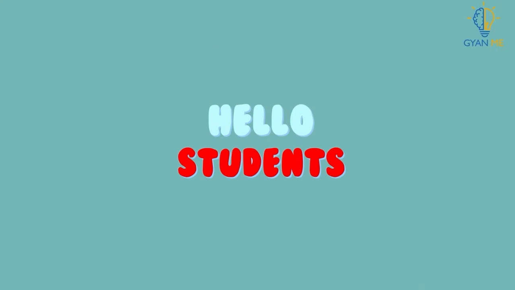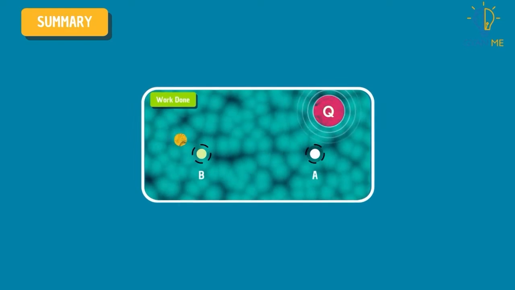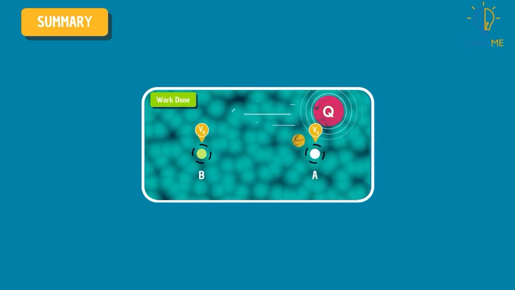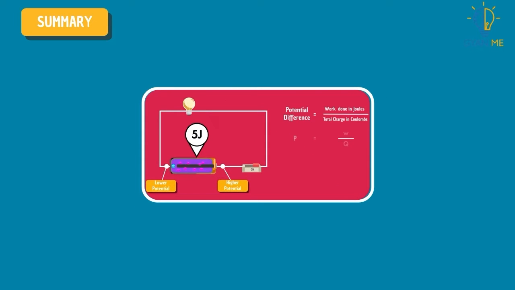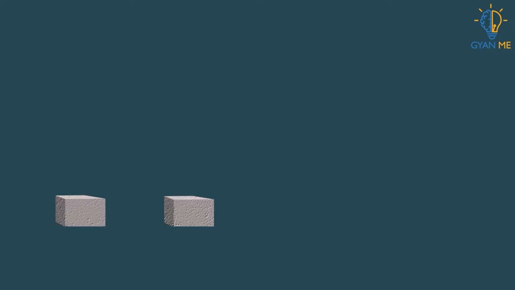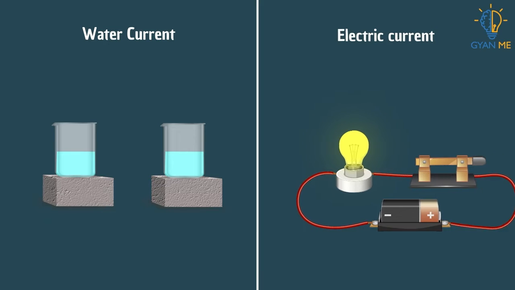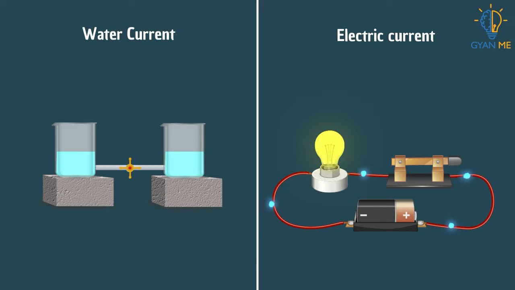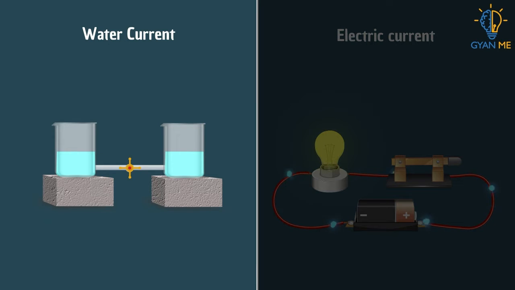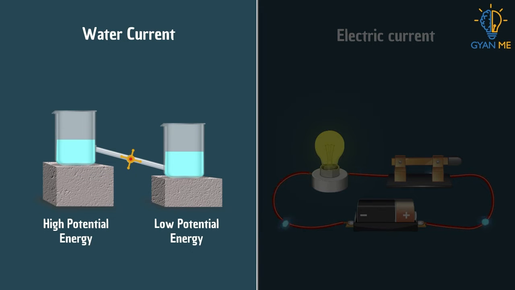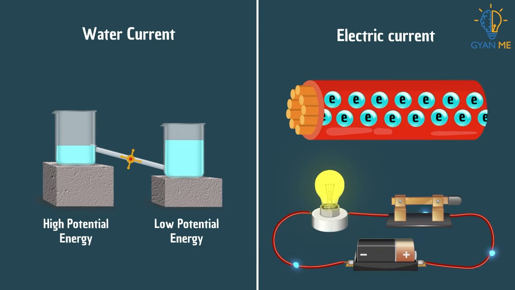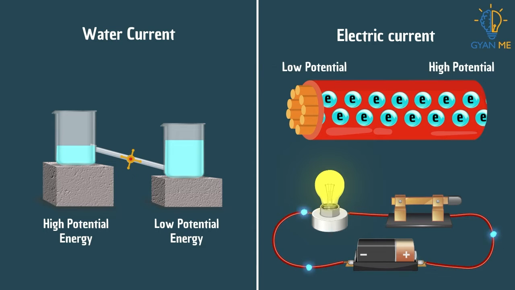Hello students, in our previous video, we have learned the potential difference or voltage in terms of work done and how to measure voltage in a circuit. Now students, let us recall our analogy of water current and electric current from our last video. What were the forces behind the electric current and the water current? Yes, you are right. The difference in potential energy between the water in the two containers gives rise to water current. Similarly, the difference in electric potential between 2 points of a conductor gives rise to electric current.